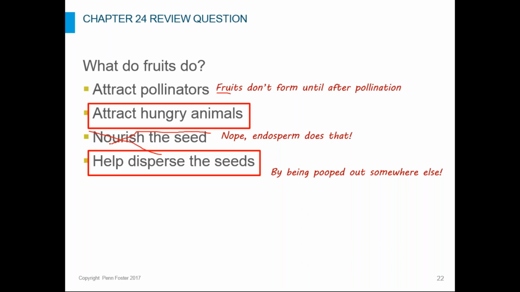Again, attract hungry animals, the animals eat it, and then instead of just the seed dropping right on the ground directly under the bigger parent plant, the animal eats it and poops it out somewhere else. And then the plant can grow somewhere else.